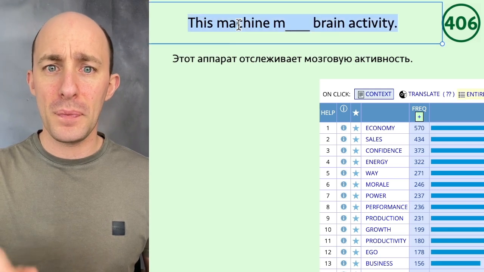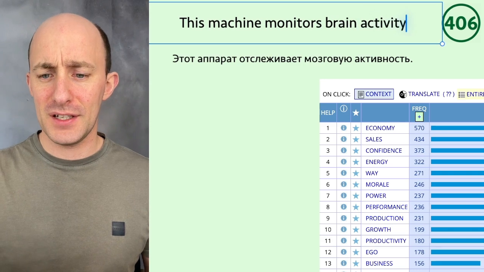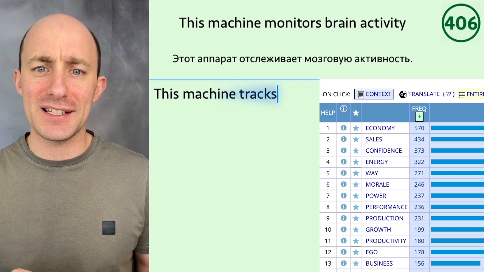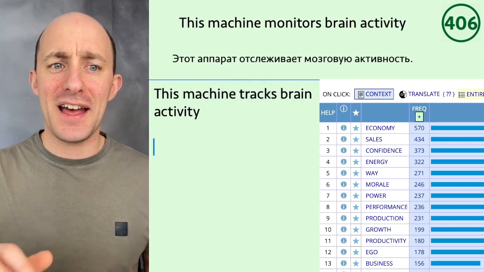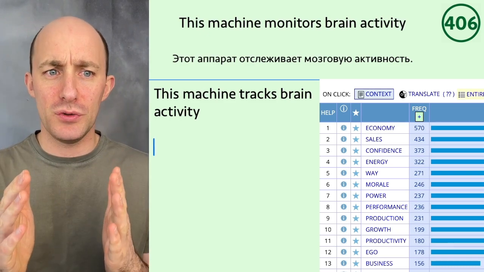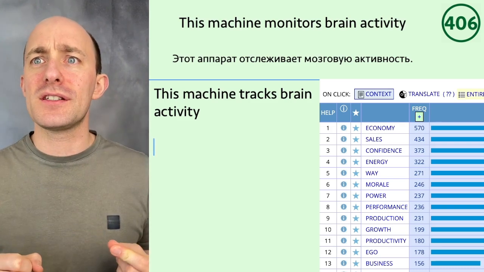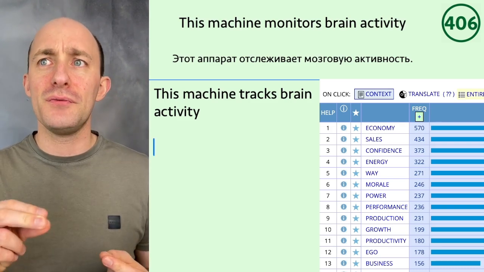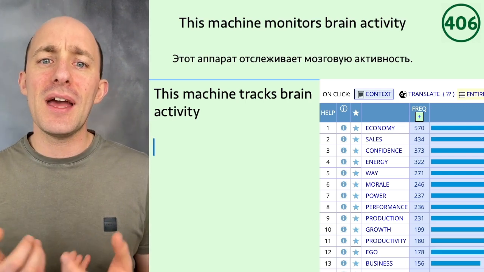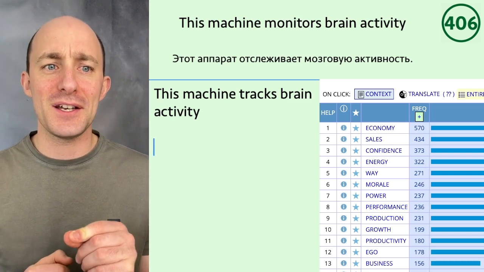Отслеживает. This machine monitors brain activity. So, отслеживает, it could be, this machine tracks brain activity. I think they're more or less the same, but to monitor, to me, it feels a little bit more visual. If you monitor something, you keep an eye on it. Whereas if you track something, you follow it. But it's not exactly about watching. So maybe отслеживает в смысле наблюдает, to monitor.